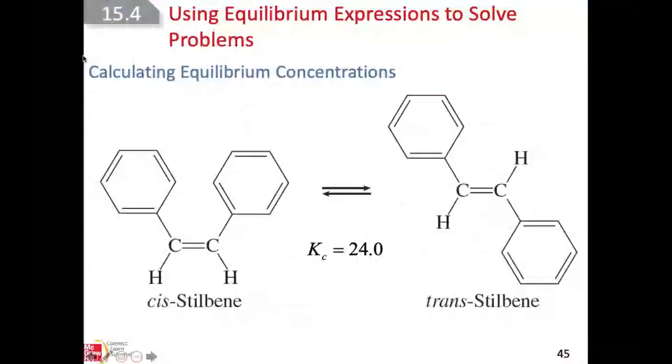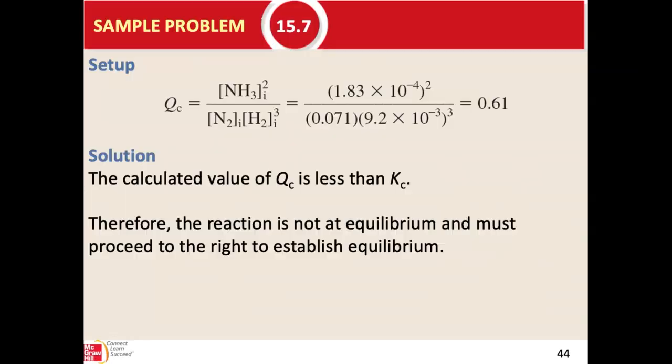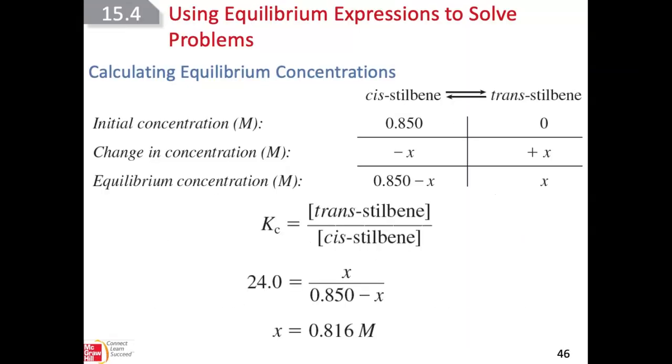So now we will use the equilibrium expression to solve problems. Take a look at this reaction. The substance cis-stilbene will transform into that substance, and the Kc for this reaction, which will reach equilibrium, is 24.0. We want to find the equilibrium concentrations for this substance.